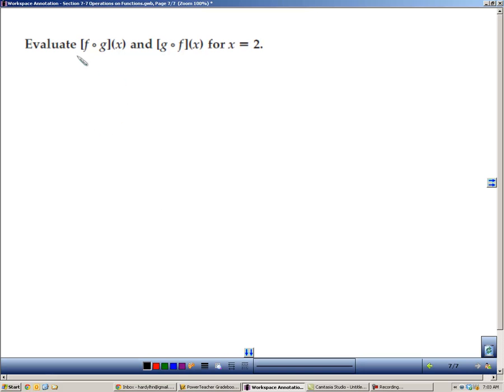Now in this last example, we want to take the compositions that we just found and we want to evaluate them for a certain value. So I'm going to start by writing down that the composition of functions f of g on the previous video was x squared plus x plus 2. And the composition of functions g of f was x squared plus 7x plus 11. So these are the compositions I found on the last video, and now I'm going to evaluate those for x equals 2.